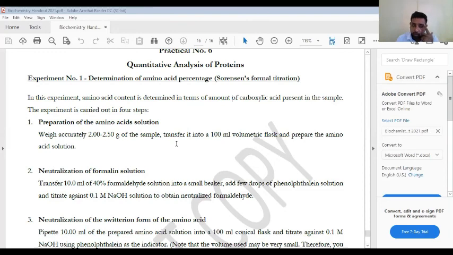so please listen to this protocol, read it clearly and understand it clearly. Because in here we have to do about 3 titrations. To analyze amino acid percentage, we have to do about 3 titrations, and finally we need to do a calculation.